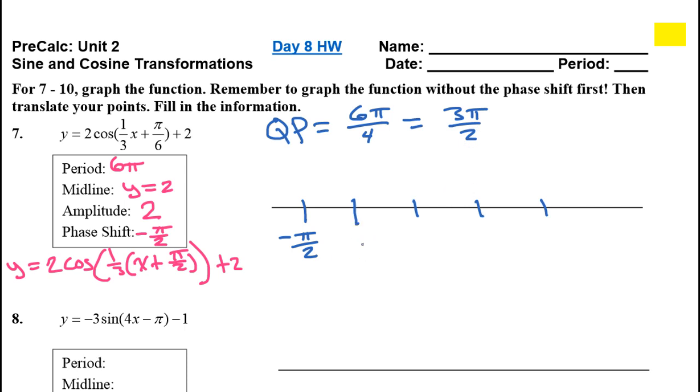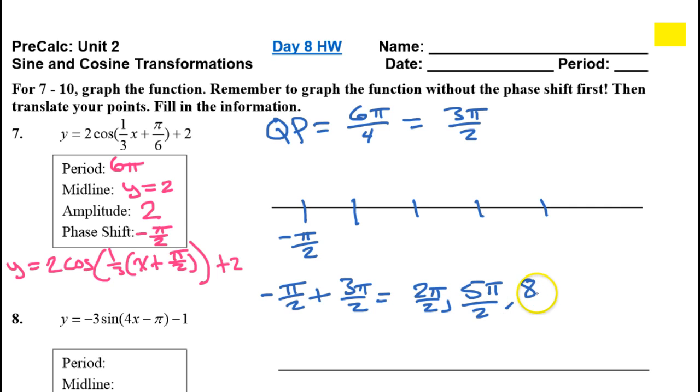So to get the next x value, I need to take the first x value and add the quarter period. So I need to take negative pi over 2 and add 3 pi over 2. Alright, so that's going to give me 2 pi over 2. I'll reduce that in a moment. But to get the next mark, I need to add another 3 pi over 2. So that would be 5 pi over 2. If I add another 3 pi over 2, that would be 8 pi over 2. And if I add another 3 pi over 2, that would be 11 pi over 2. So these are my x values.